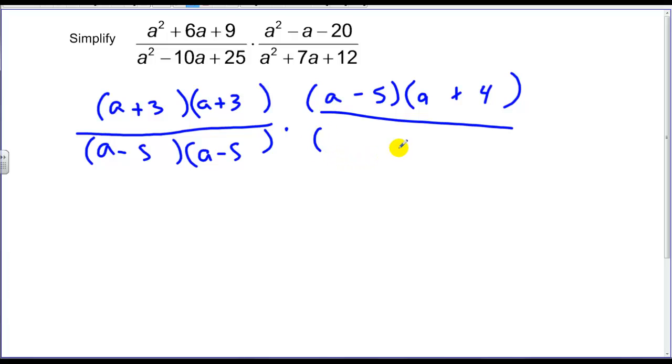And then finally, what two things multiply to 12, add to 7? That's going to be a 4 and a 3, both being positive in that case. Look for the terms that exactly match, both in the numerator and the denominator. The a plus 4's reduce, a minus 5's reduce, one of the a plus 3's reduce, leaving me only with a plus 3 over a minus 5.